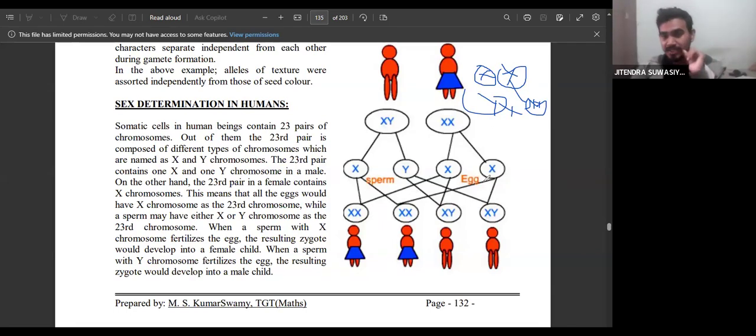But in males, we have a sperm. In a sperm, we have an X chromosome or maybe a Y chromosome. Whatever the chromosome, the one from the sperm will attach to the egg's chromosome, and that will determine whether it is going to be a girl child or a boy child.